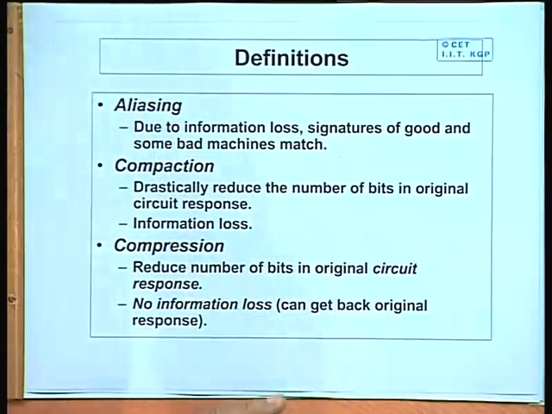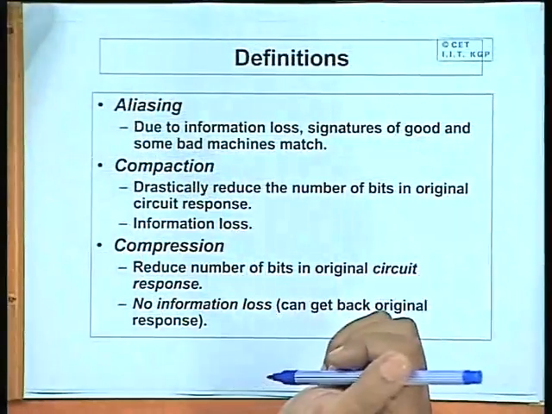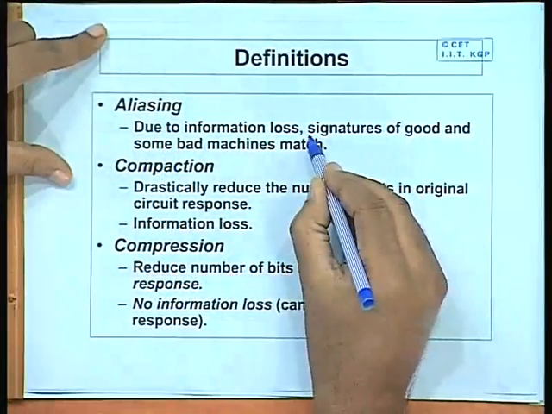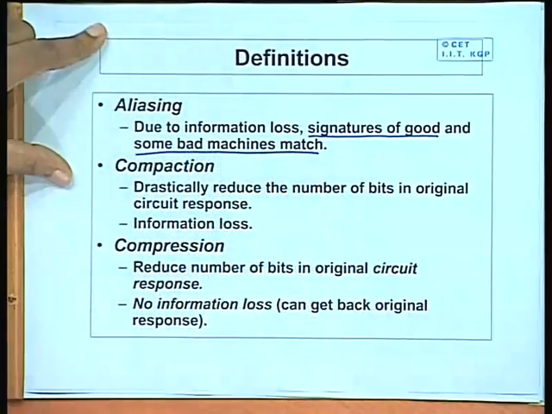We are doing some sort of a compaction from a bigger or larger response, trying to compact it into a smaller one. So, whatever algorithm we choose, there is always a chance that two different responses may get compacted into the same so called signature. This is something which is called aliasing. Signatures of good and some bad machines may match.